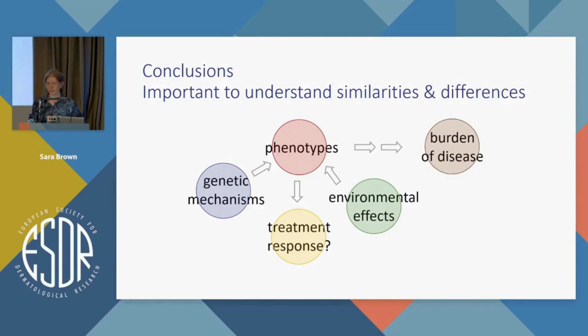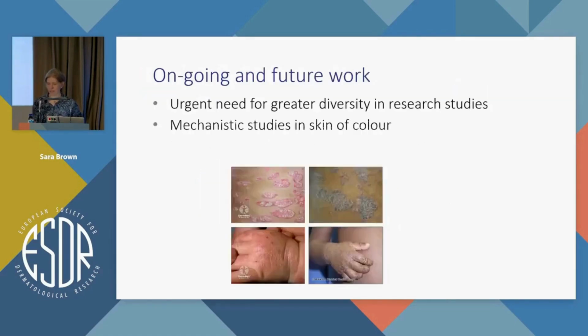Looking further afield, the burden of disease is different in different ethnicities, and we need to keep that in mind, partly related to the phenotypes and how different people respond to those. And then barriers to healthcare is something that I haven't even touched on, but it's a huge part of our work and interest that we need to keep in mind. So lots of ongoing work and lots of future work needed. It is very urgent to include greater diversity in all our research.